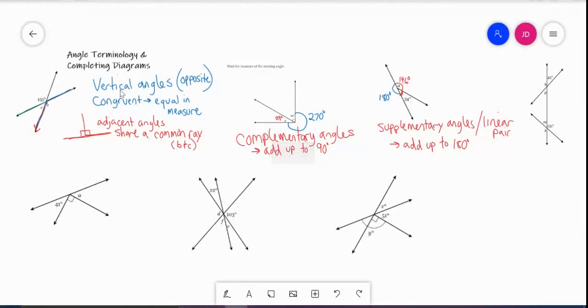To kind of zoom out here, we talked about vertical angles being opposite each other, and they are congruent, meaning they're equal in measure. Adjacent angles are ones that share a common ray. Complementary angles are two angles that add up to 90 degrees. So these two right here would add up to 90 degrees. And supplementary angles or a linear pair would add up to 180 degrees. All right. So those are important terms to know when we're filling out these diagrams.